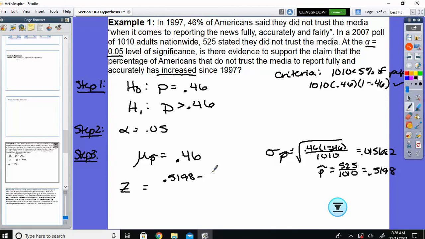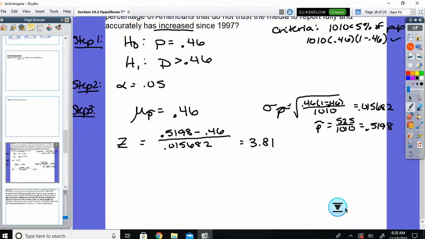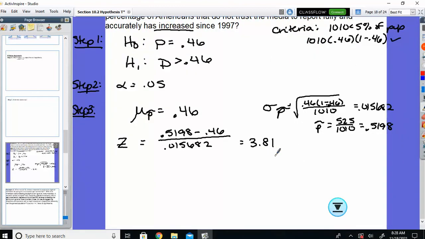So we get 0.5198 minus my mean, which was 0.46, divided by the standard deviation, which was 0.015682. So I get a z value of 3.81. Again, depending on how you rounded things, it is possible that your z may not match mine exactly. That's why it is so important for you to write down the numbers that you are using in your problem.